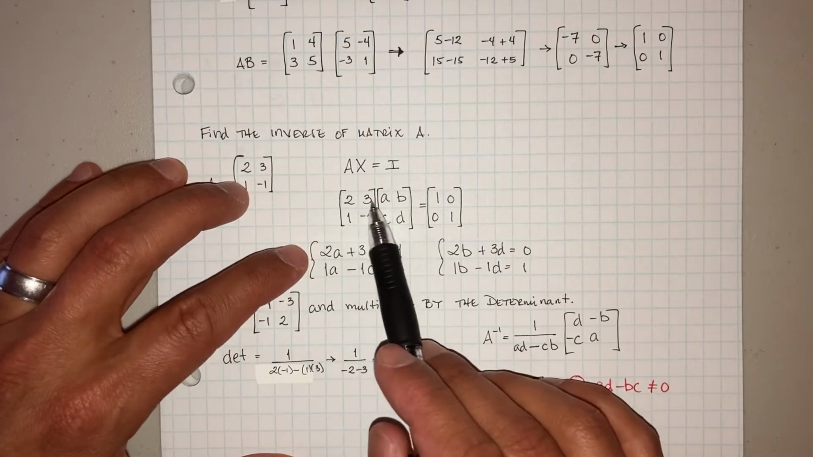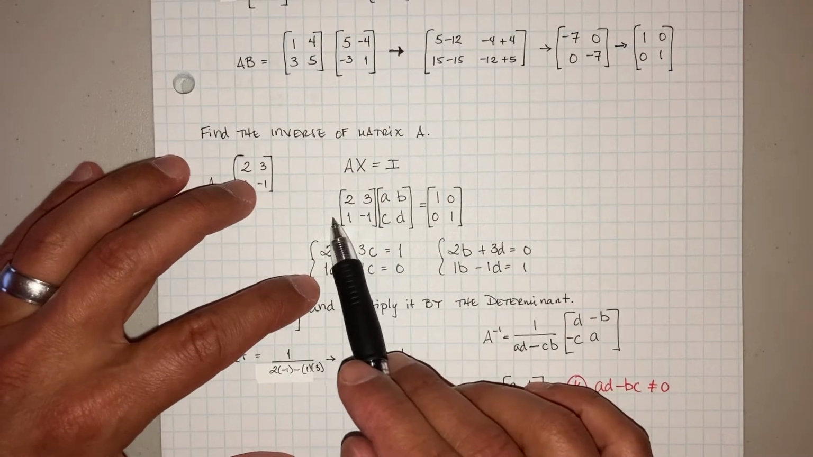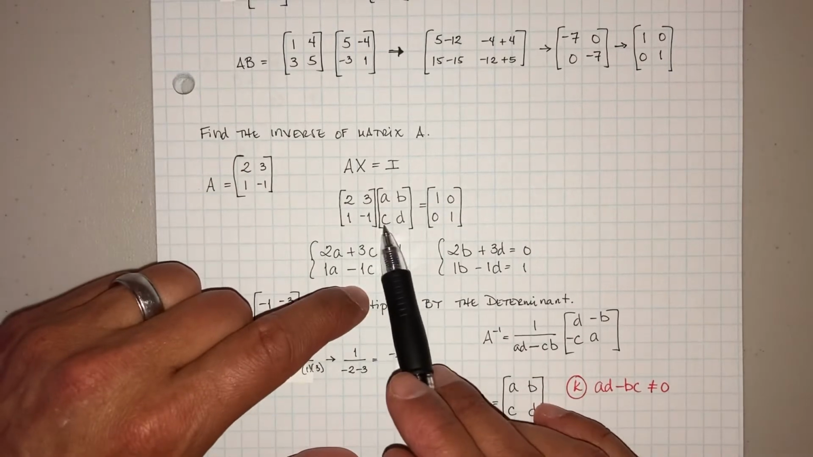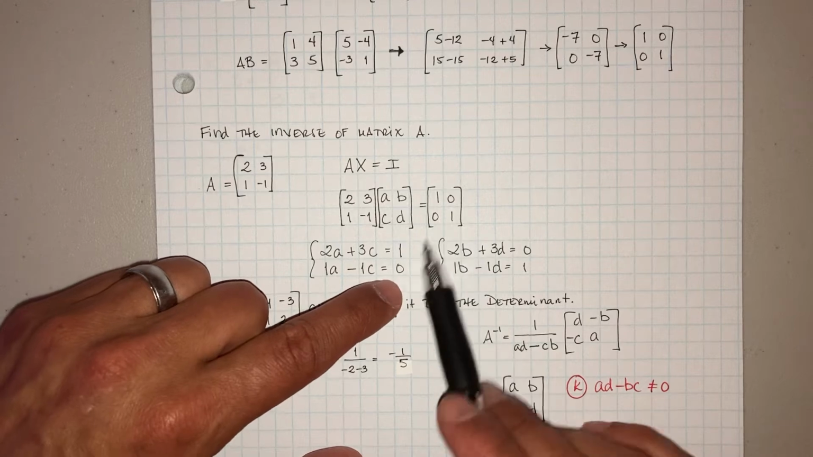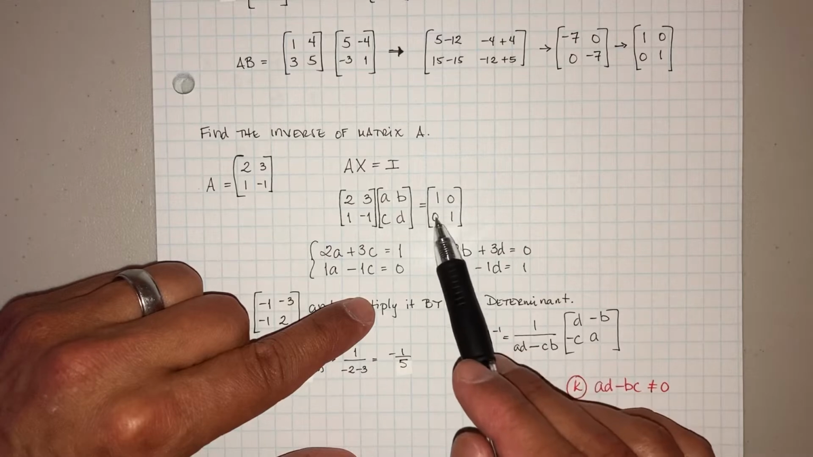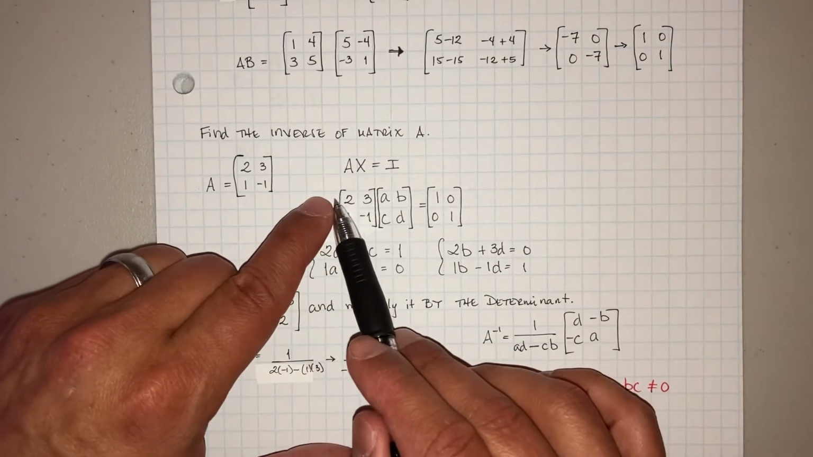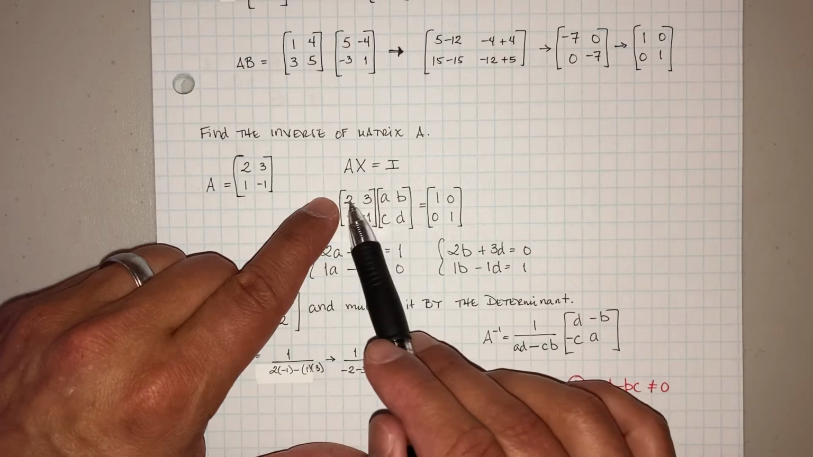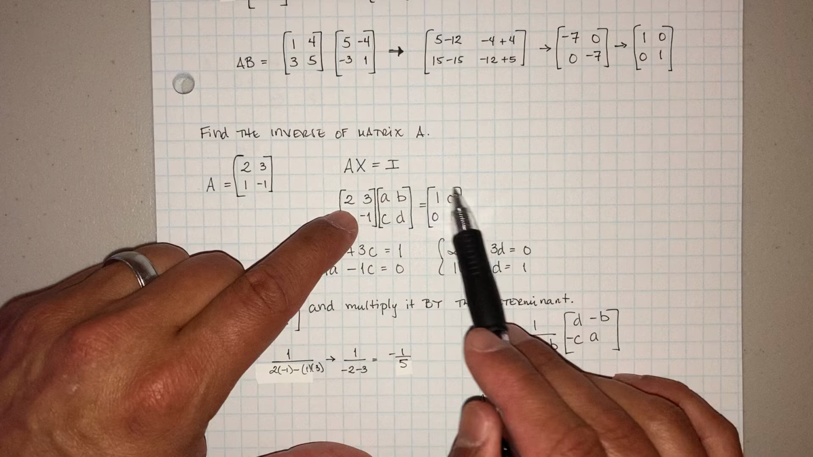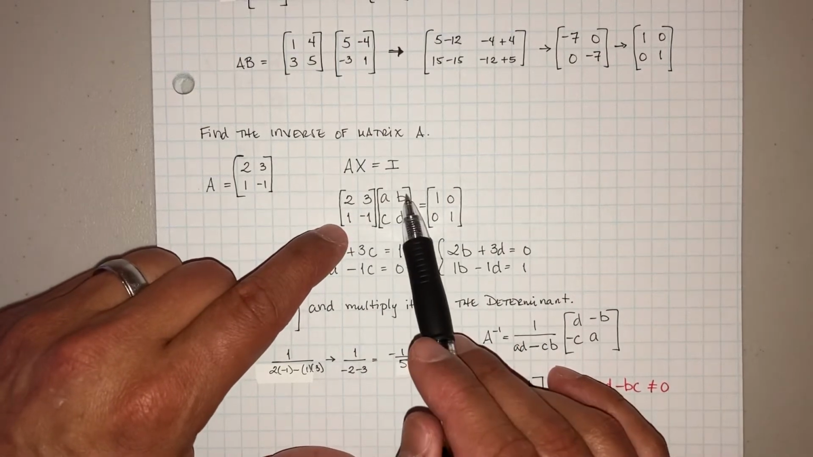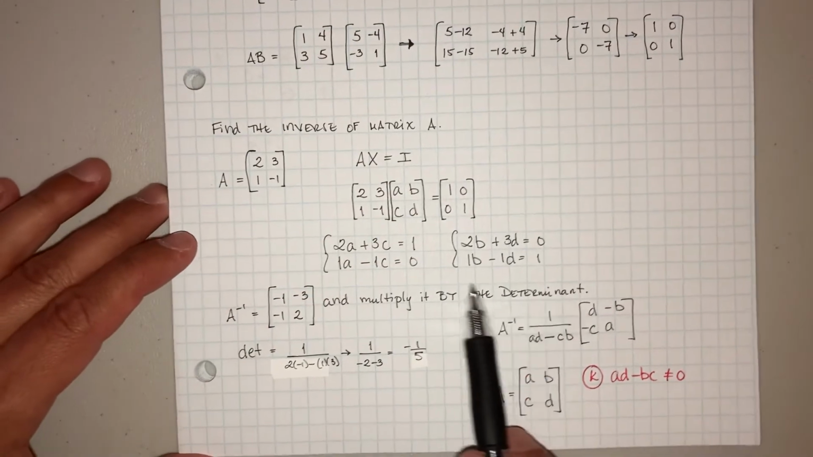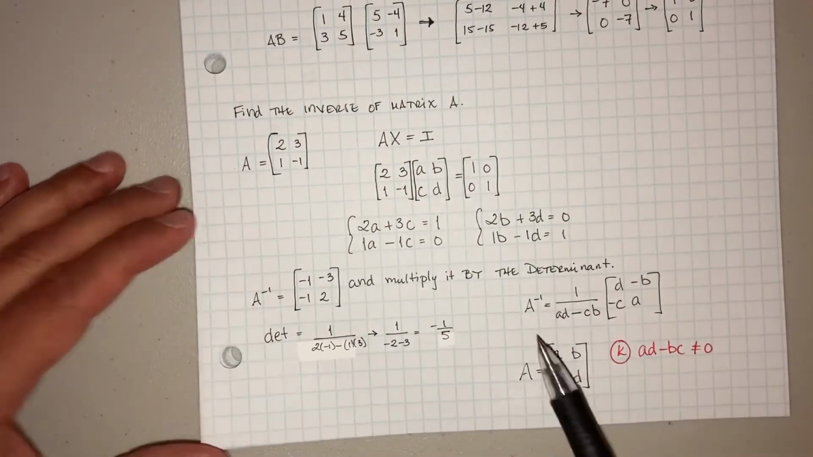And then the next one goes second row, first column: 1A times negative 1C is equal to whatever is in the bottom here, which is 0. And then same thing here, first row, second column: 2 times B plus 3 times D, and that represents this corner over here, which is 0. And then 1 times B minus 1 times D represents this bottom corner. And essentially, you would use your math to solve the system, and you would do it that way.